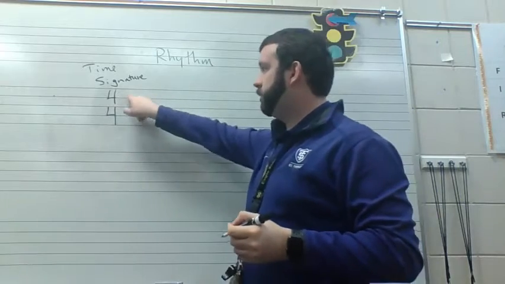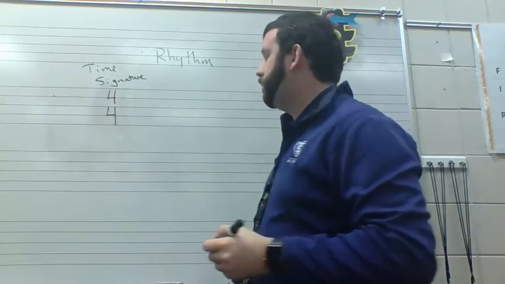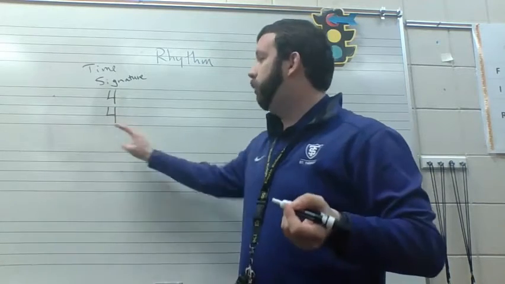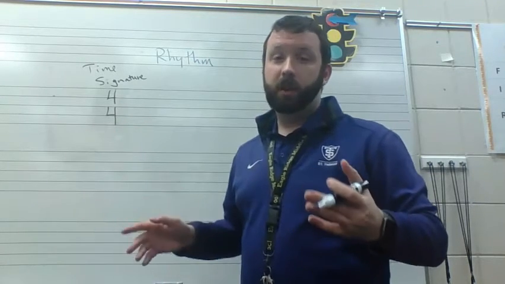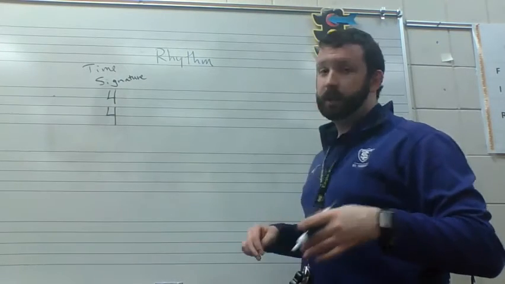Okay, that's what the top number tells us. So we know because there's a 4 on top that there's 4 counts in one measure. The bottom note tells us what type of note gets 1 count. And if it's a 4 on the bottom, that means it's a quarter note. So what that means for us is that there are 4 counts in each measure.